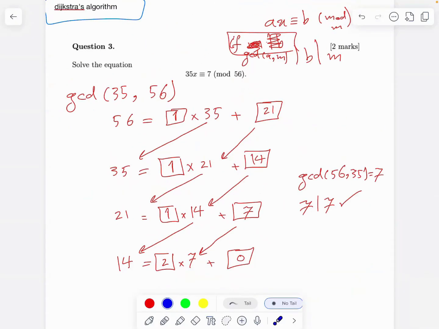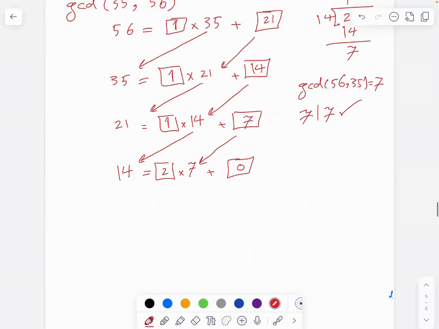This means the last non-zero remainder, which is 7, is the GCD of 56 and 35. The remainder 7 comes when we divide 21 by 14: 1 times 14 is 14, and 21 minus 14 is 7.